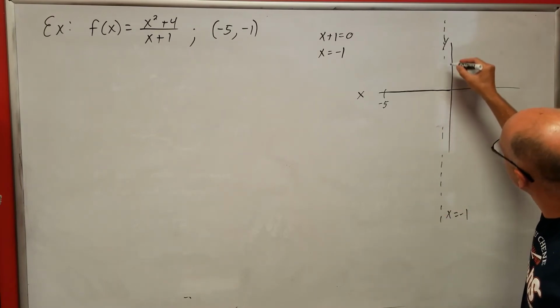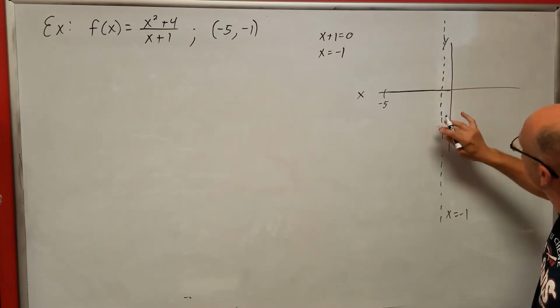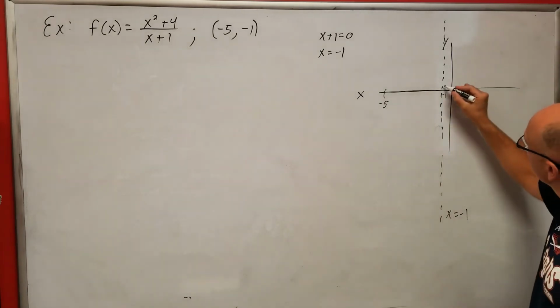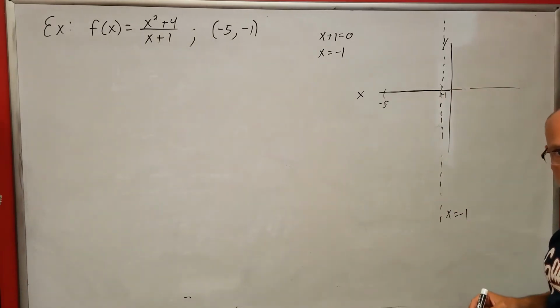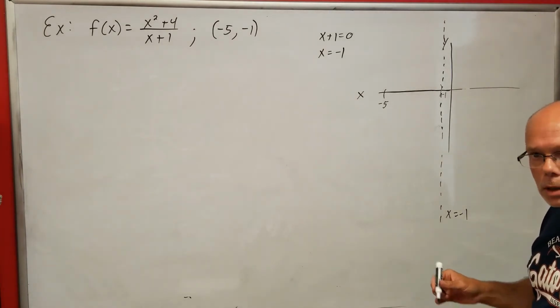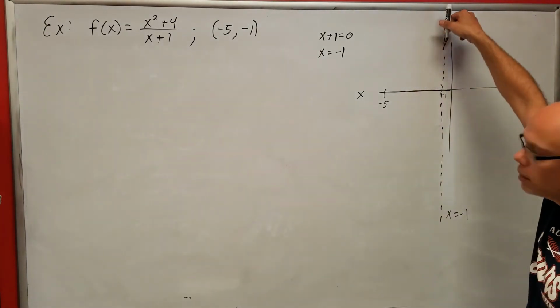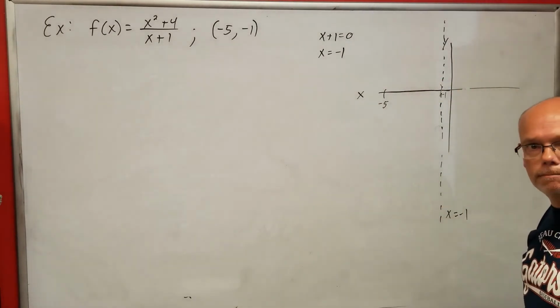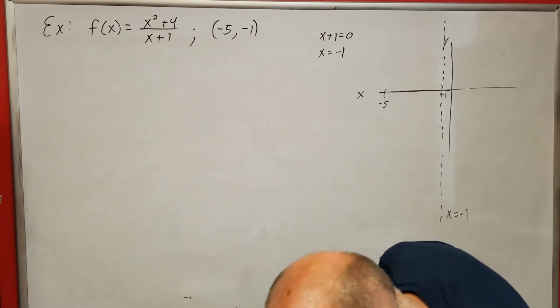Try to redraw that a little neater. Alright, so that's -1 right there. And we add this. So what happens to those vertical asymptotes? That's where your graph approaches infinity, or where your graph approaches negative infinity, right? Now let's think about this for a second.